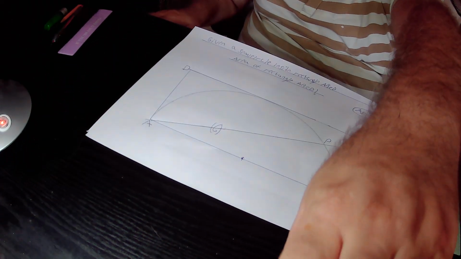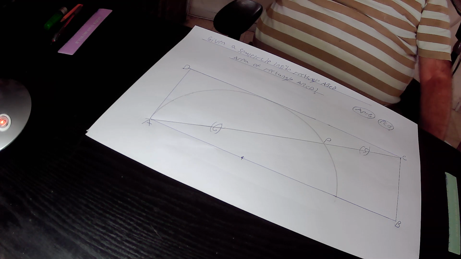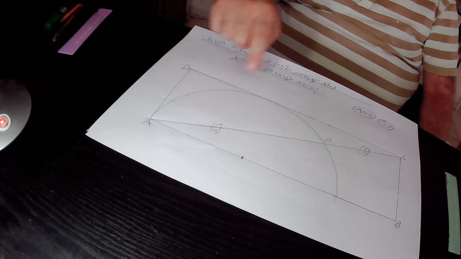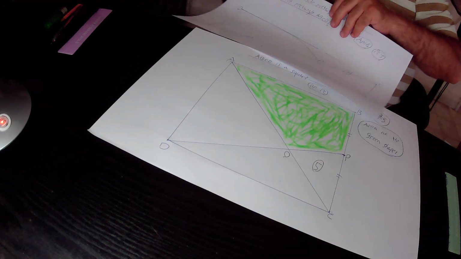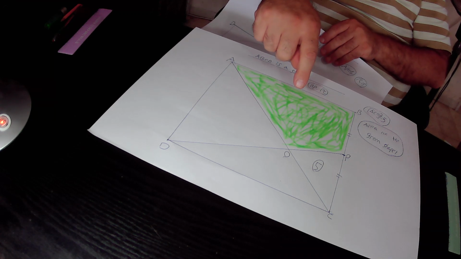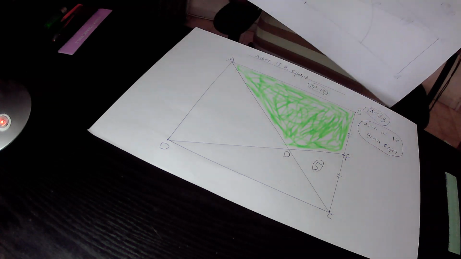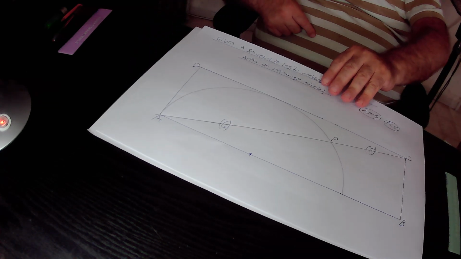Hello, in this lecture we'll answer two questions. In the first question, we'll find out the area of this rectangle ABCD, and in the second question, we will find out the area of this green shape that is inside square ABCD. So we start with the first question.